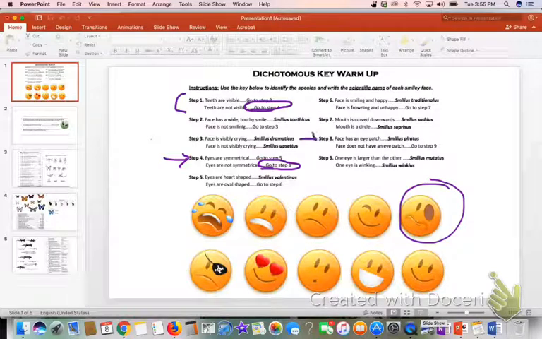So step 8, right here. Face has an eye patch. I look down there. No eye patch. Face does not have an eye patch. Go to step 9. I'm in step 9. One eye is larger than the other, or one eye is winking. We look, and its eye is larger than the other. So we're going to call him Smilus mutatus.